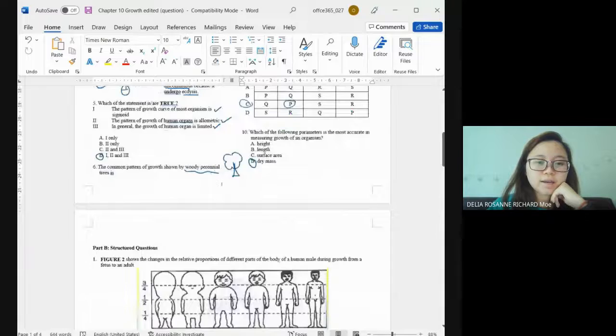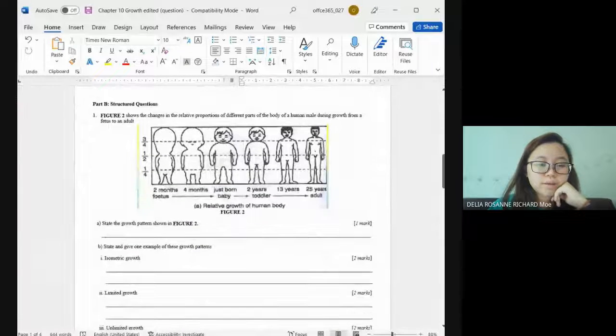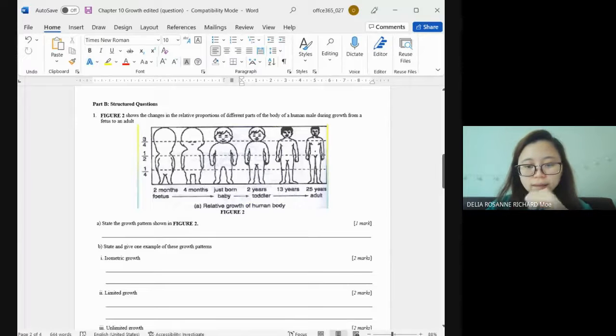Alright, okay. Then I'm gonna quickly go through part B. So this ugly, okay, saya perlu macam transition into new segment. Okay, tadi itu adalah untuk objektif. Sekarang kita pergi kepada structure questions untuk chapter 10.